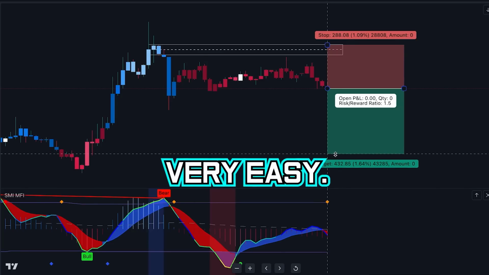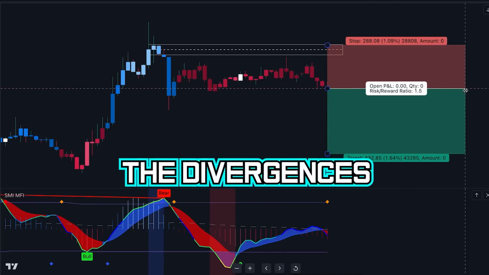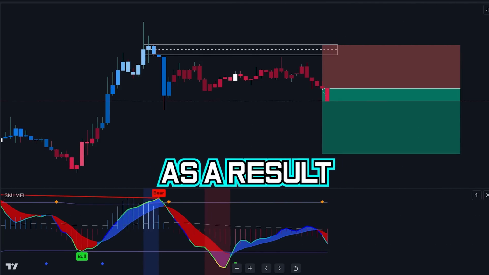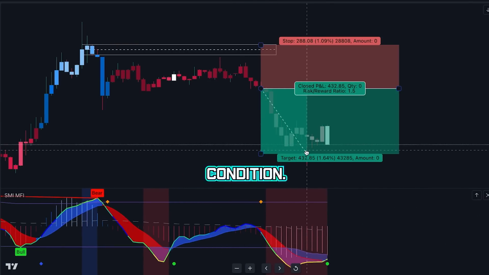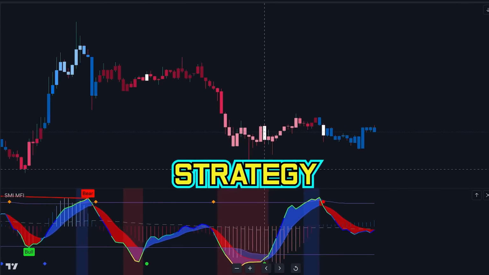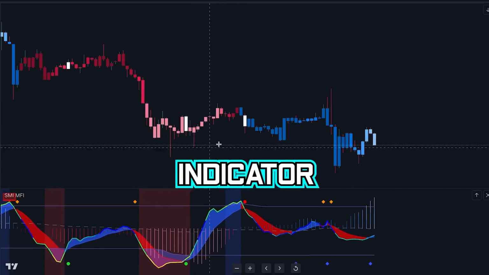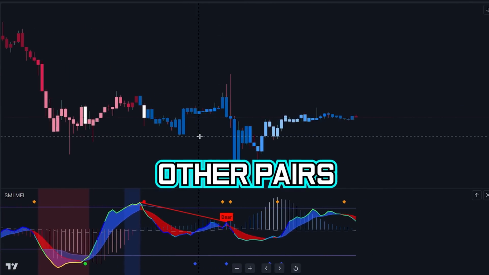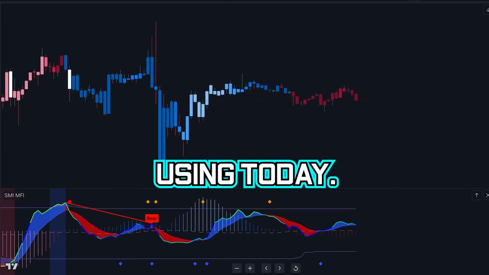Very easy. It's important to note that the divergences are delayed and as a result should never be used as the only entry condition. Now we are going to share with you a secret trading strategy that we have tested with this indicator on gold and several other FX pairs that you can start using today.